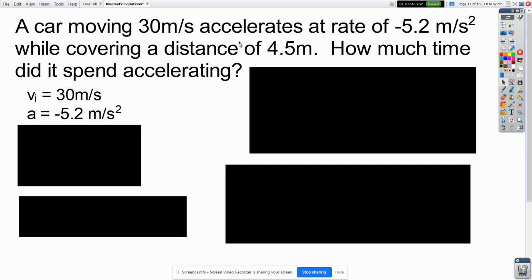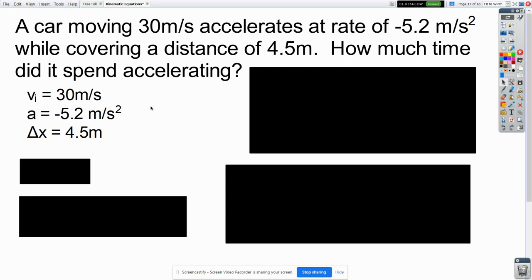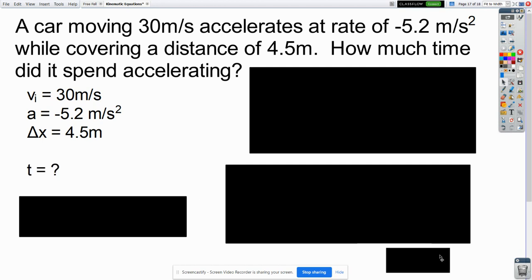It covers a distance of 4.5 meters, and again, don't let distance fool you. It's delta x. It's displacement, really. This is all velocity based. How much time did it spend accelerating? We're looking for t.